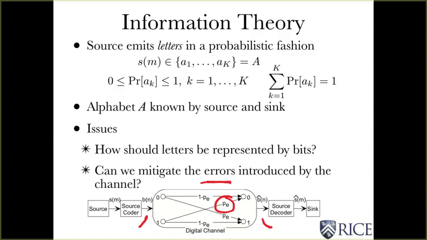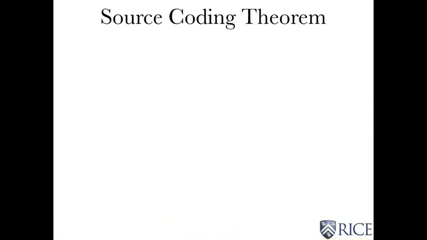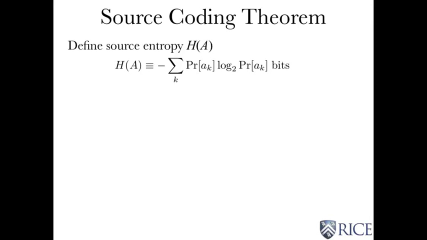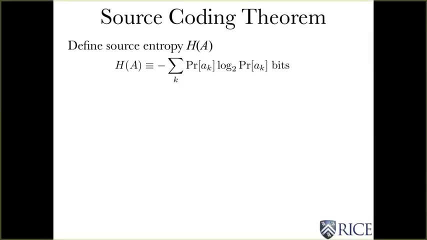What this video is about is how do you represent letters by bits. So we're going to start by talking about what Shannon called the source coding theorem. And to get started, we first need to define something called the entropy. So the entropy, capital H, of an alphabet is simply the negative sum of the probability of each letter times the log of that probability. And it's just a definition for right now.